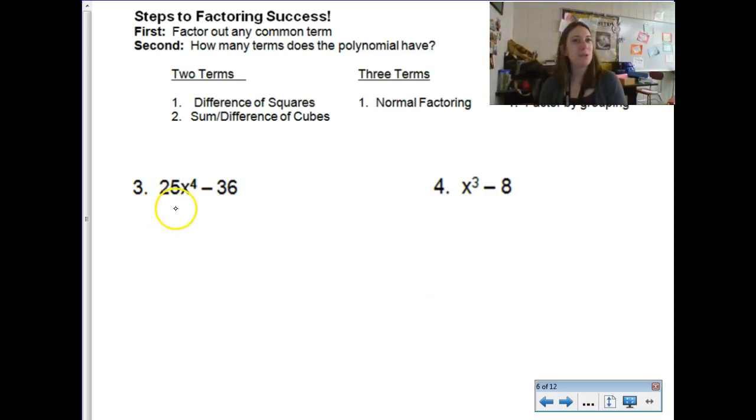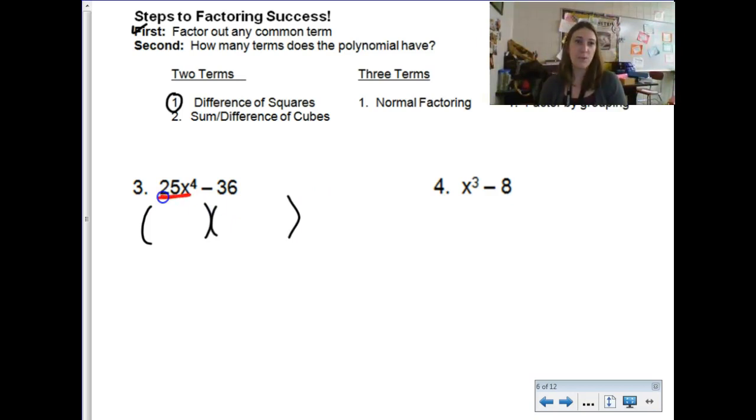Alright, number 3. 25x to the fourth minus 36. There are no common factors. We're going to skip down to looking at how many terms. It is 2 terms long. So do we have the difference of squares or the difference of cubes? Well, 25 and 36, those are square root numbers. So we have the difference of squares pattern, which is the one that we used all last semester, the good twin, the evil twin pattern.